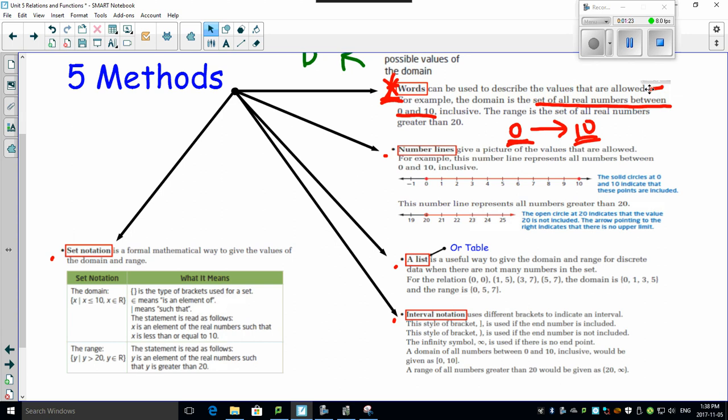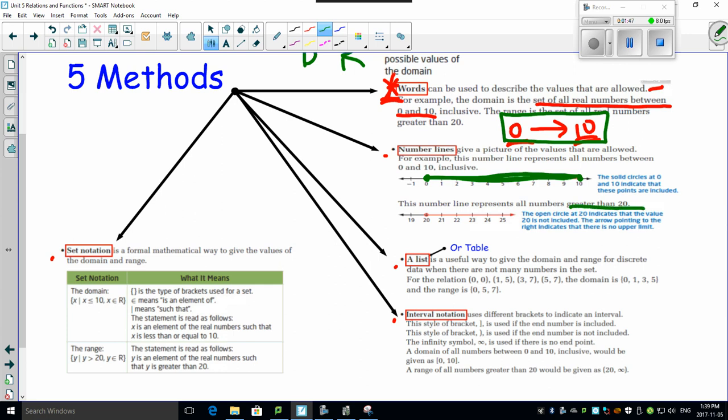So let's get going. Let's start talking about number lines. Number lines you've been doing for years. It's a picture of a value that's allowed. For example, if you look at this 0 to 10 thing that's inclusive, there's the dot on 0, there's the dot on 10, and you shade between 0 and 10, and that's it. Unless it says something like, let's look at all the numbers that are greater than 20. Then you put a dot on 20, and you shade it, and you shade the arrow as well, because greater than 20 means all of the values going this way, and that goes on forever and ever.